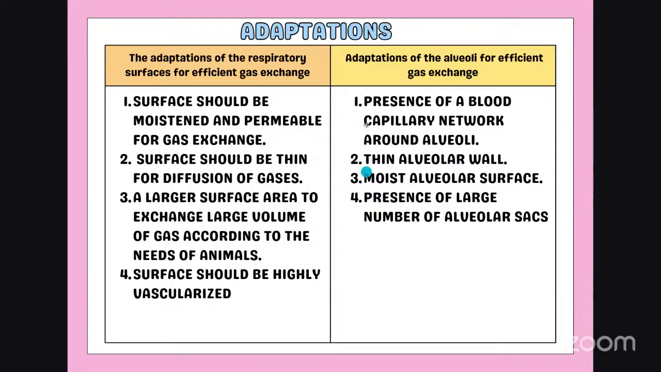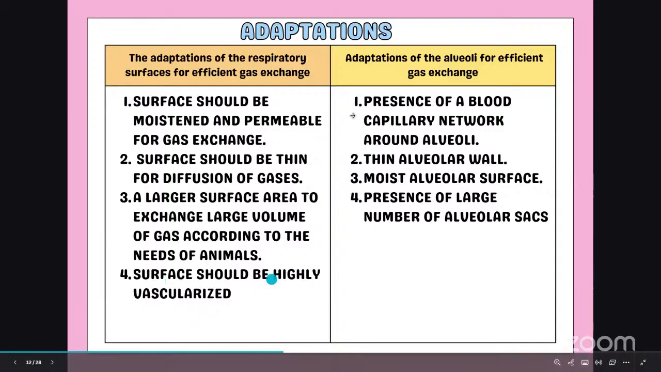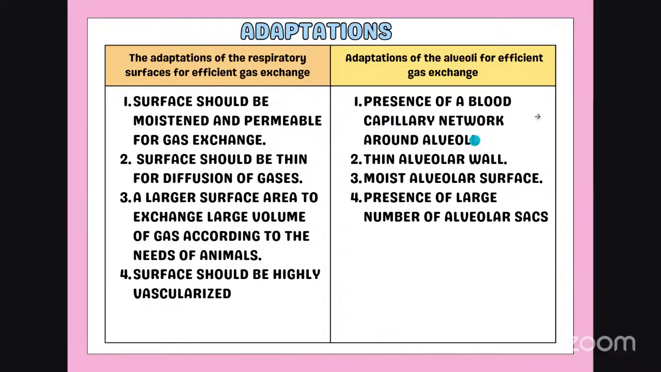Yes, we have here the presence of a large number of alveolar sacs. Alveolar sacs are small and there are millions of them in our lungs, which means we have a large surface area. That is also now proved. Now let's look at the final one. Surface should be highly vascularized. Yes, here also we have the presence of a blood capillary network around the alveoli, which makes it highly vascularized. So those are the points.